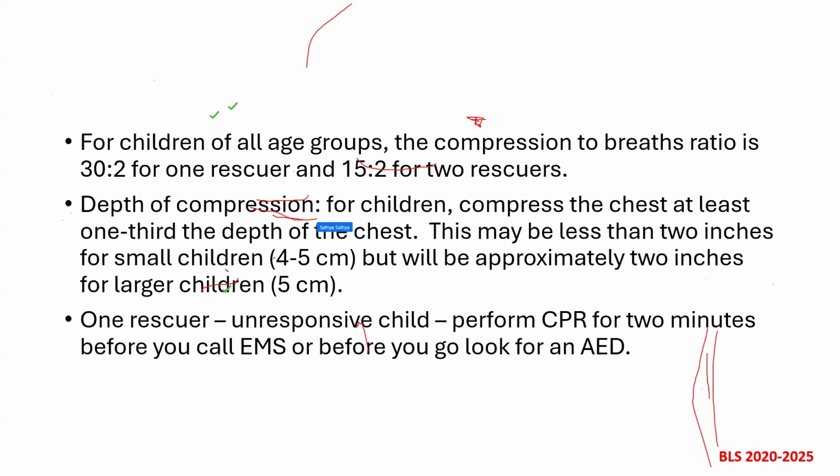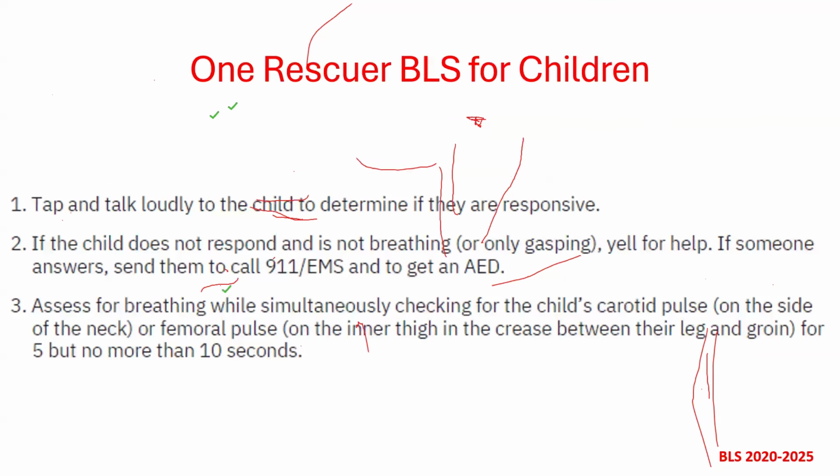For the depth of compression for children, compress the chest at least one third of the depth of the chest. That translates into 4 to 5 centimeters for small children and 5 centimeters for bigger children. Adults, 5 to 6 centimeters depth. For one rescuer with an unresponsive child, perform CPR for 2 minutes before you call EMS, which is a little different from adults. For adults, call EMS and perform CPR. Here, perform CPR and call EMS before you go and look for an AED.